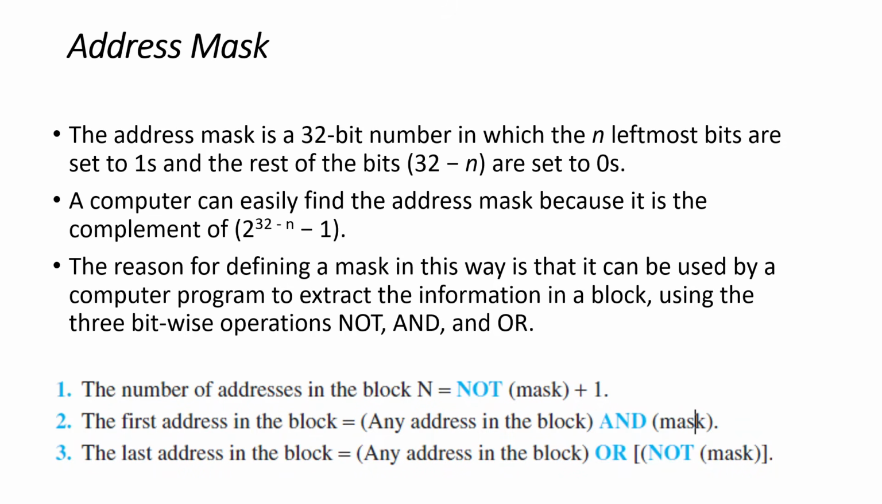The last address in the block is equal to any address in the block OR NOT of mask. So mask, I already told you how to find the mask for a 32-bit number: you have to keep the n leftmost bits all set to 1 and the remaining 32 minus n rightmost bits all set to 0. This is the way to find the address mask.